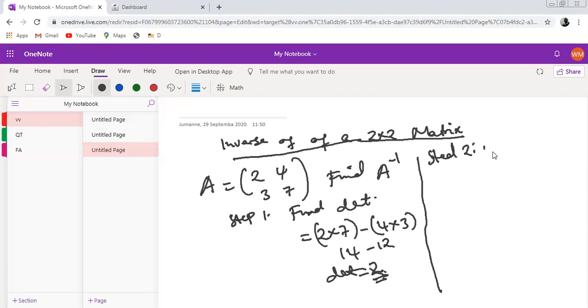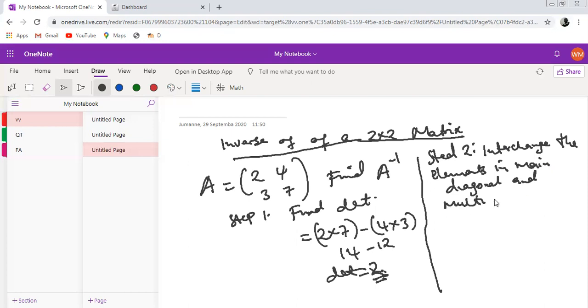You interchange the elements in the main diagonal and multiply the elements in the secondary diagonal by -1. Interchange the elements of the main diagonal, and multiply the elements of the secondary diagonal by -1.